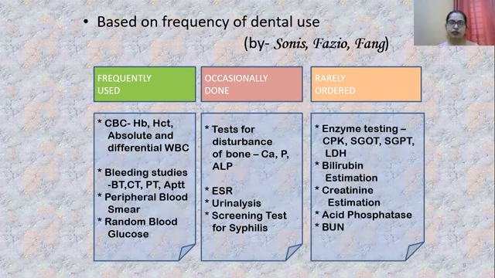Also, on the basis of frequency of dental use, what type of investigation we mostly use and what we rarely use, investigations have been classified as frequently used, where we have all the blood investigations and then blood sugar investigations; then occasionally done, which is, if any test is done for bone disturbance, then ESR and urine analysis; and rarely ordered are mostly the enzyme testings or the bilirubin and creatinine estimation.